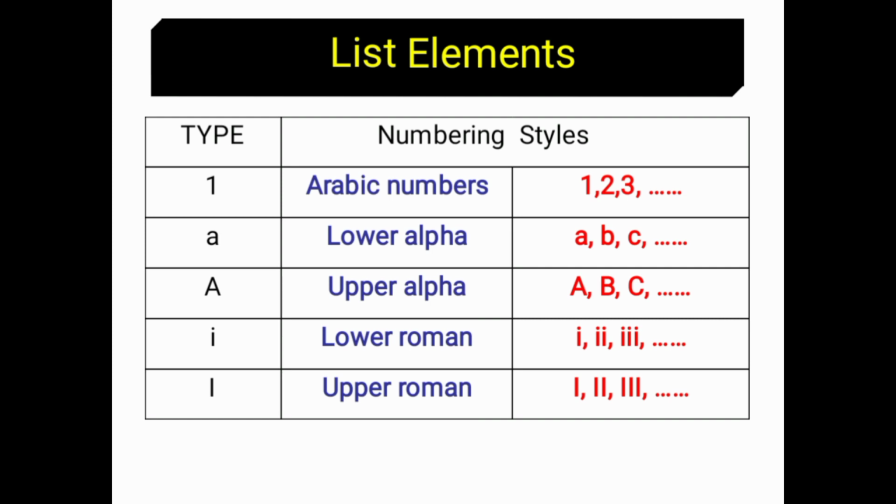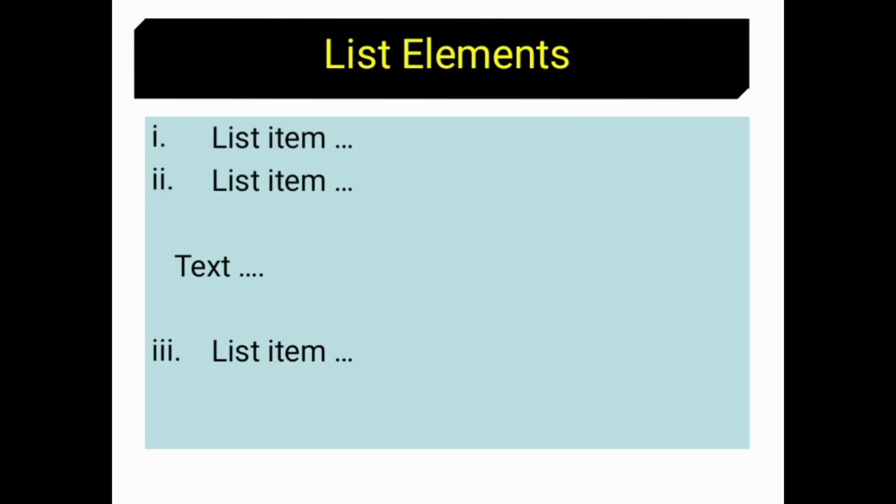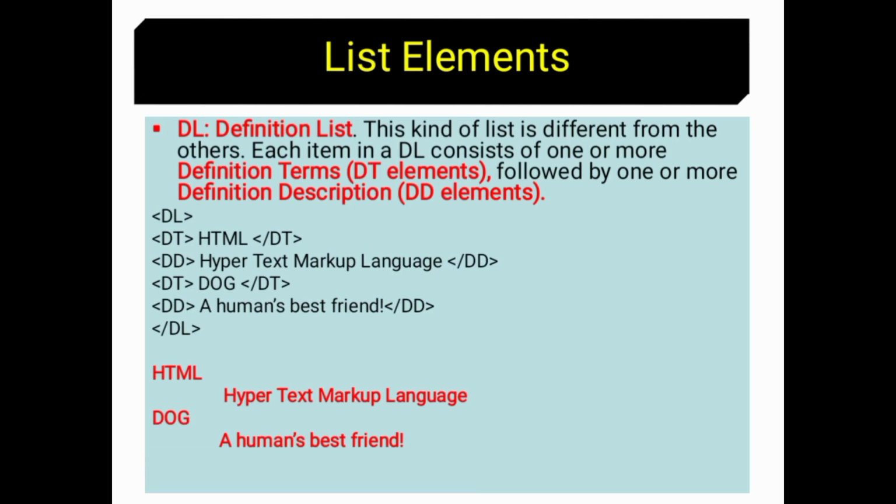This is the number style of list elements: Arabic numbers represented by 1, 2, 3; lower alphabet, a b c; upper alphabet; lower Roman letters; and upper Roman letters. You can also specify a starting number for an ordered list. For example, OL type equal to small i means your list items are displayed with small Roman numerals i, ii, iii. This is the example for the list item.